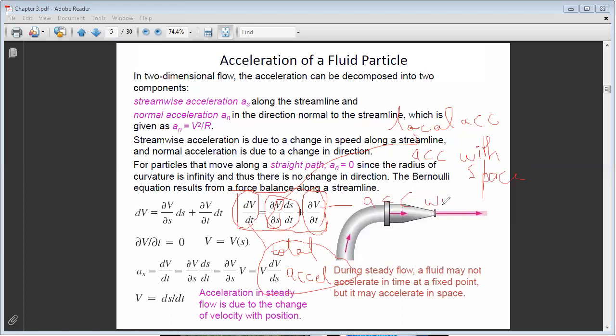Now, in case you have a steady application, whenever we say steady, this means that we don't have variation with time. So if you take a photo of your flow field at any time, you will obtain exactly the same result. So when we say steady flow, this term automatically cancels out, and then you will only have acceleration with space. You can also have cases where you don't have acceleration at all: no acceleration with time, no acceleration with space.